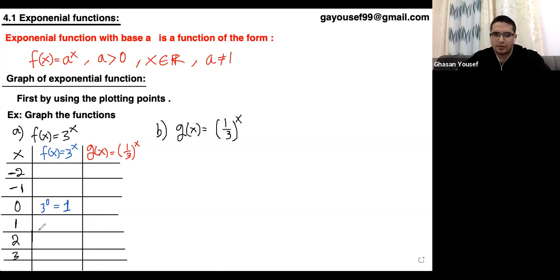Okay, 3 to the power 1. What's the answer? 3, exactly. 3 to the power 2 is 9, correct. 3 to the power 3 means we have to multiply 3 three times. We get 27. Okay, now minus 1: 3 to the minus 1.